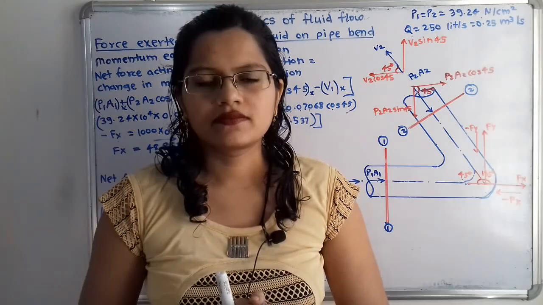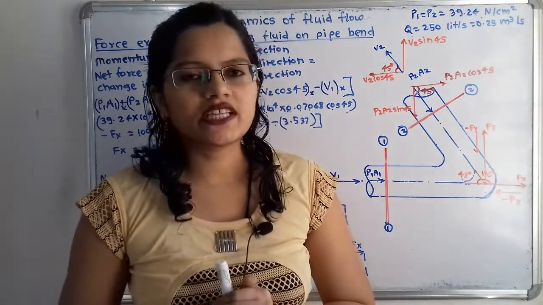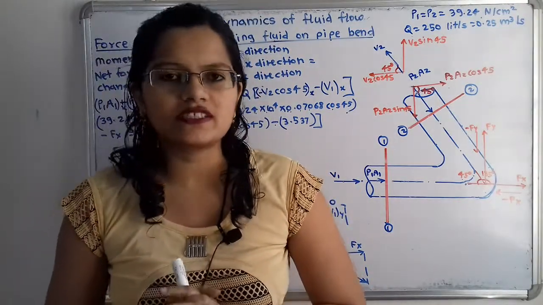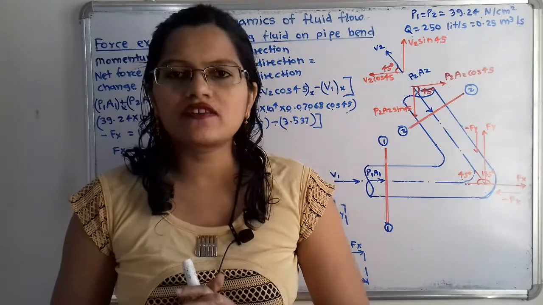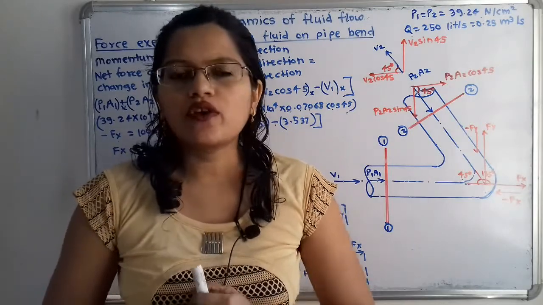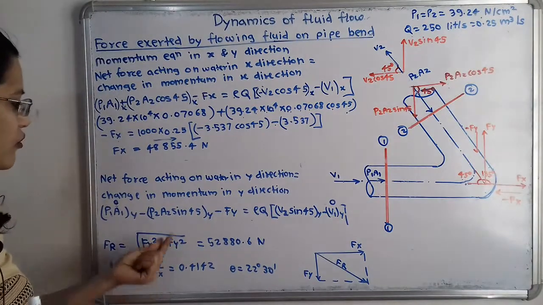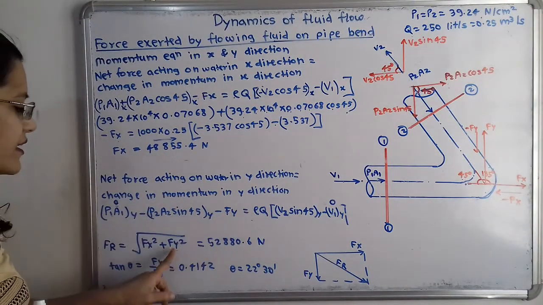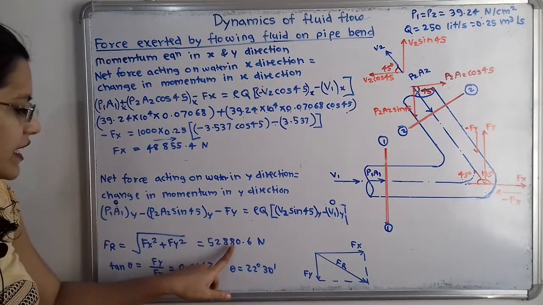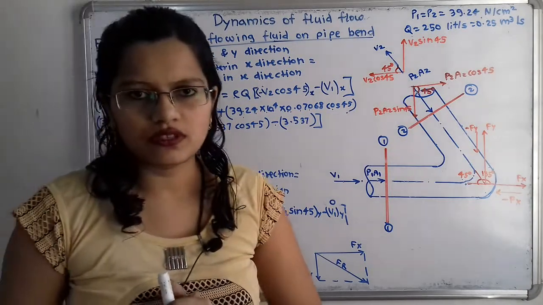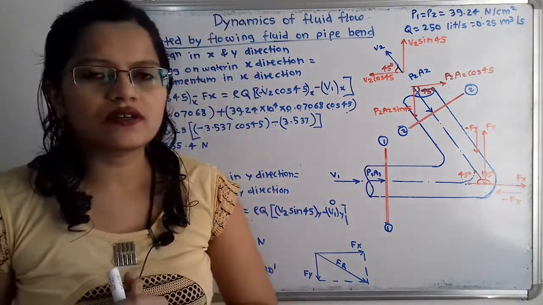We can show it here. Now we will calculate the resultant force component, that is the effort. What is this resultant force? That is the square root of Fx square plus Fy square. When we put here the magnitudes of Fx and Fy, we get the answer 52,880.6 Newton. Now we will find out its position.